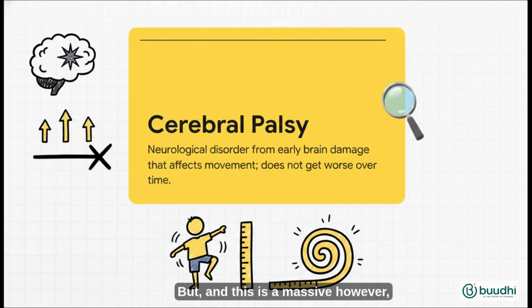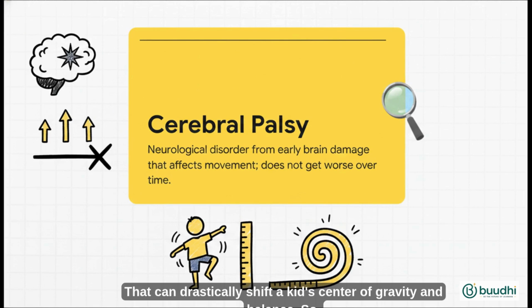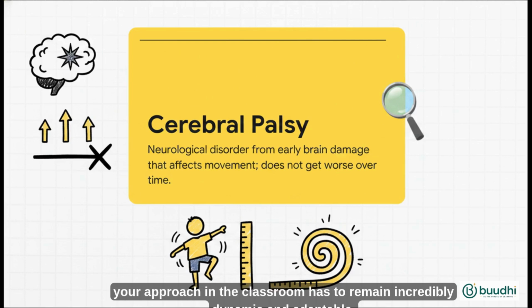But, and this is a massive however, the physical obstacles your student faces absolutely can and will change as they grow. Think about a growth spurt, for example. That can drastically shift a kid's center of gravity and balance. So your approach in the classroom has to remain incredibly dynamic and adaptable.